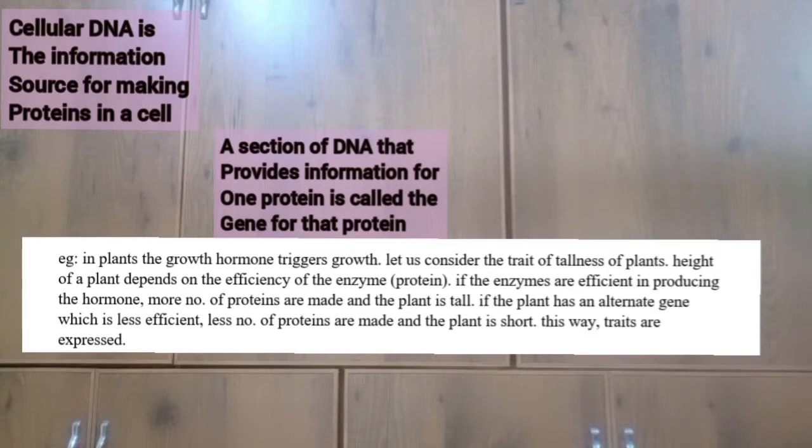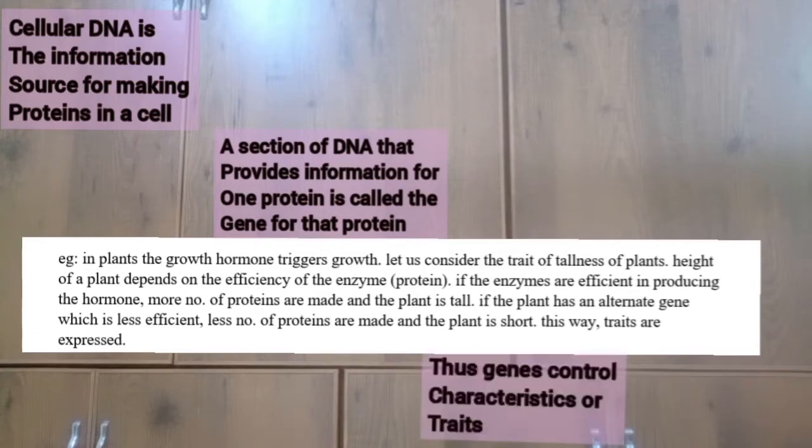If this enzyme works efficiently, a lot of hormone will be made and the plant will be tall. If the gene for that enzyme has an alteration that makes the enzyme less efficient, the amount of hormone will be less and the plant will be short. Thus, we can conclude that genes control characteristics or traits.